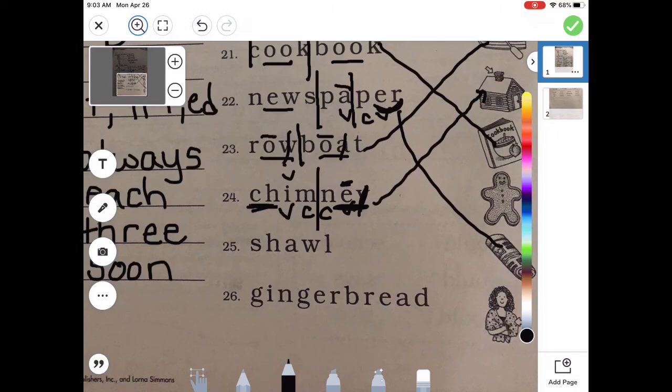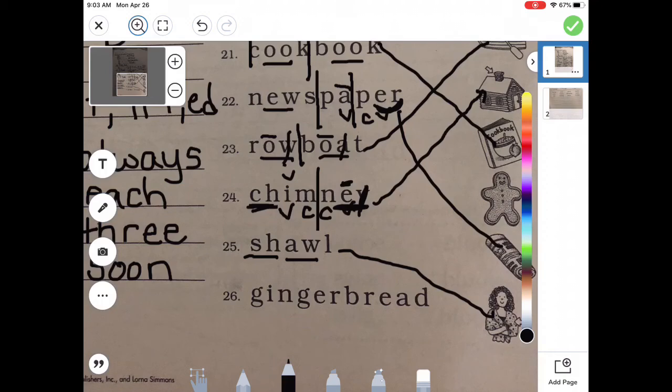All right, our next part, what do you see on 25? It's got digraph SH, but it also has digraph AW, which makes the ah sound. So all, shawl. Do you guys know what a shawl is? A shawl is right down here. This woman has it wrapped around her. It's something to keep your shoulders warm.